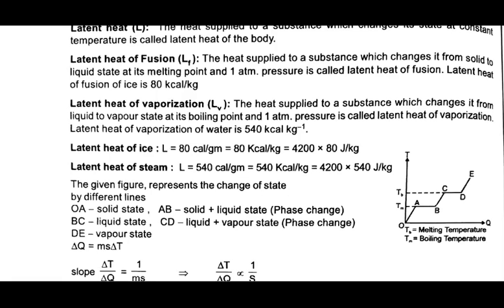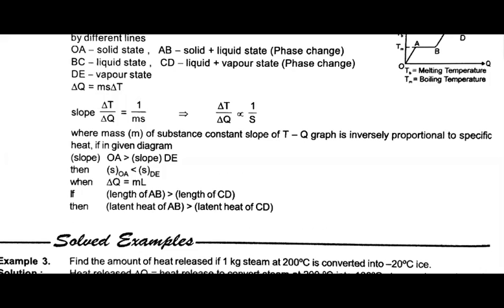Now, one more thing that we know, that energy is conserved. Yes or no? The energy is always conserved. So we'll be using this concept and energy conservation concept to solve our problems. Now, suppose we have a problem like this: find the amount of heat released if 1 kg of steam at 200 degrees centigrade is converted into ice at minus 20 degrees centigrade. Calculate this one, guys. I'll give you 2 minutes.